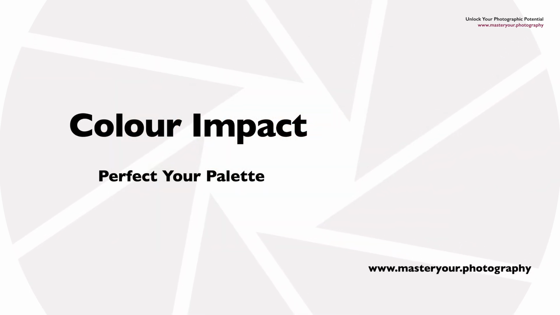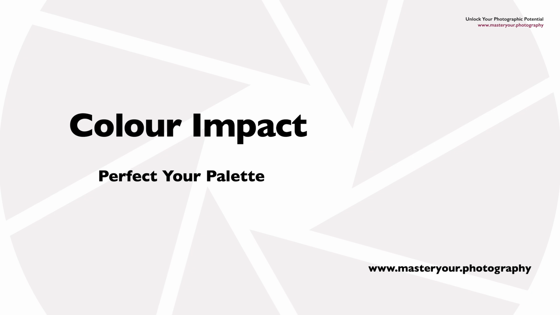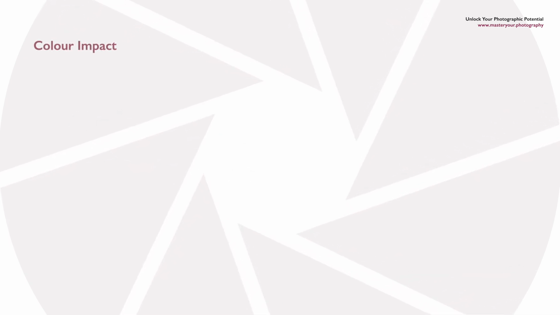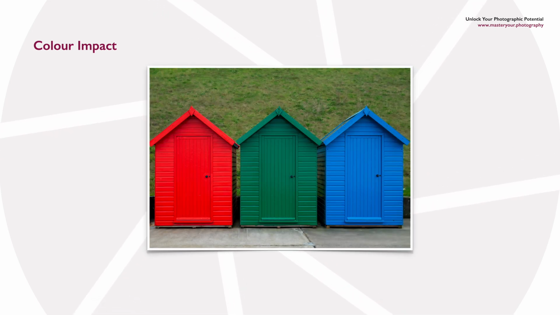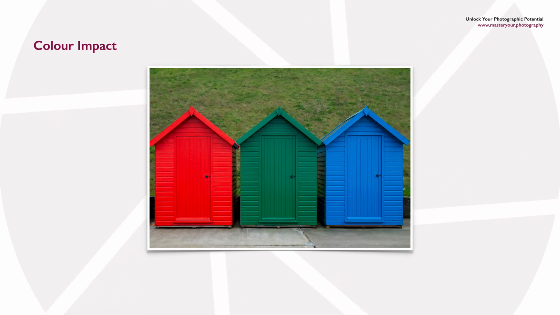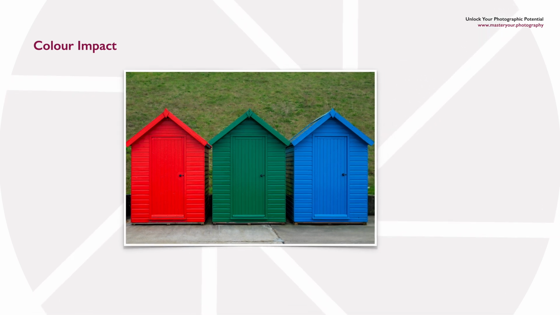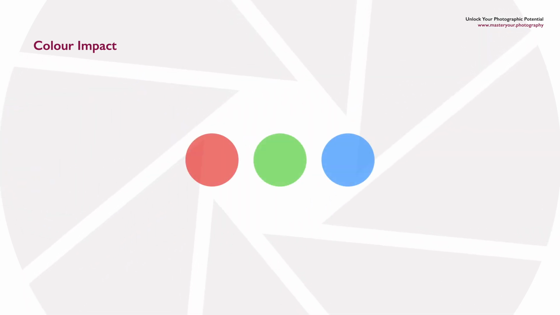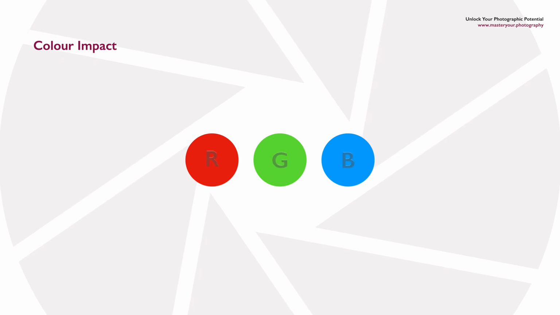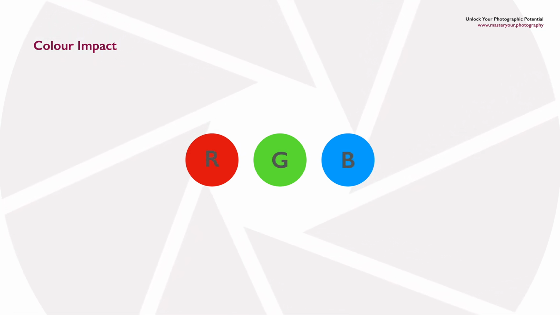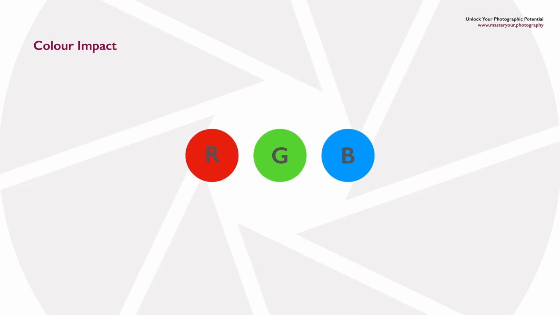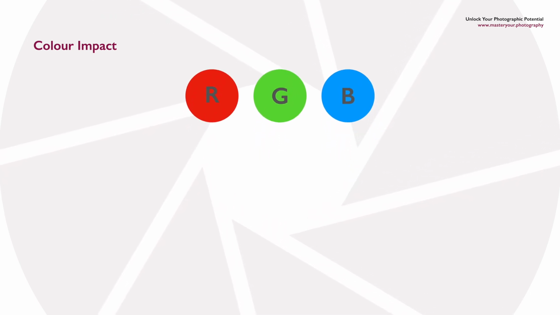Today I want to talk to you about colour and how you can use it to generate real impact in your images. The digital photography world uses what's called the additive colour system. This is based on the three primary colours: red, green and blue. If you mix these three primary colours in various ways, you generate what we call the secondary colours, and these are cyan, magenta and yellow.